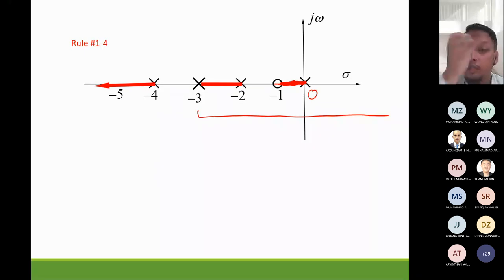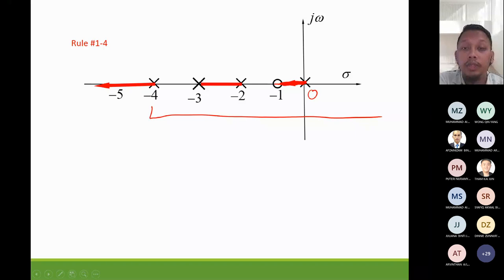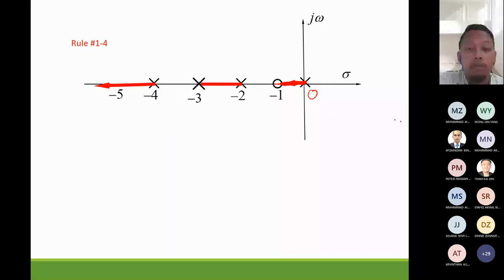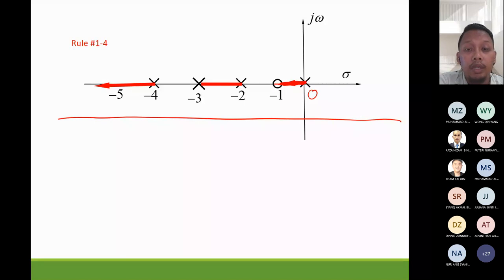From here until infinity, you have two poles and one zero. So ada tiga. Tiga is ganjil. Then you have root locus here. So that's why ada garis merah sini. And then starting here, you have three poles and one zero. So even number. You don't have anything on the real axis. And then from here until infinity, you have lima, okay, lima benda. Four poles and one zero. So it's an even number. So you have root locus starting from here until infinity. Okay. So that's why ada anak panah sini showing that the root locus starting from here, it goes to infinity.